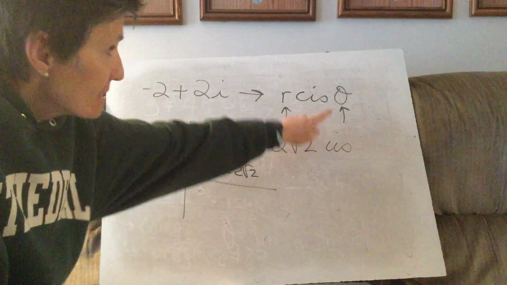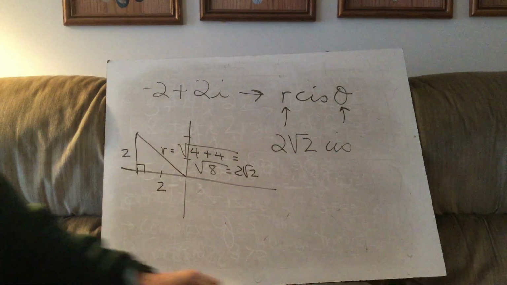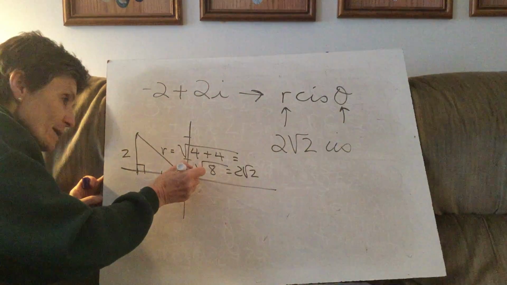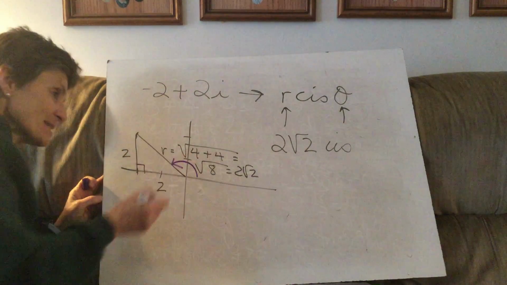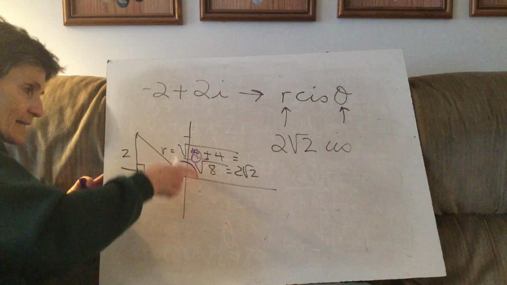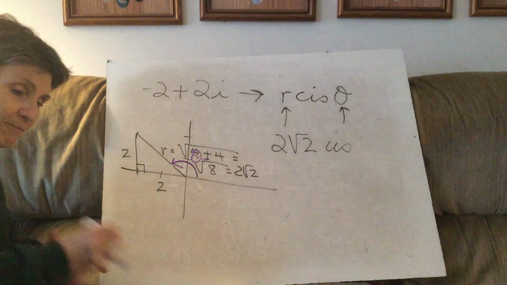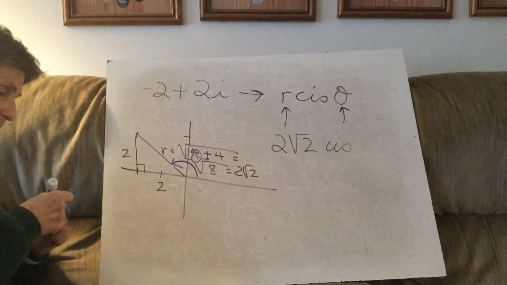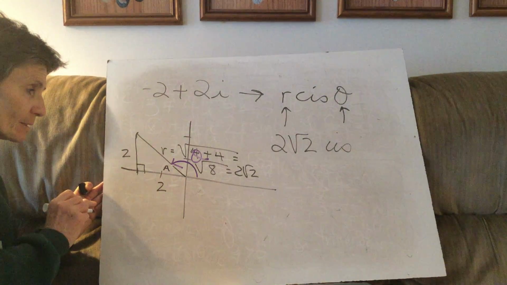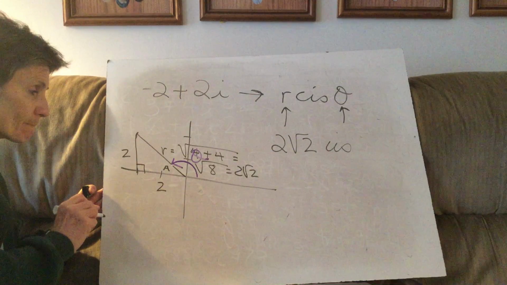Now I have my r. Now I need to find my theta. Now this one is a little trickier than last time because this is theta. This right here is theta. But we can't figure out what that is just yet. You'll have to figure out what this is. I'm going to call it A for angle.